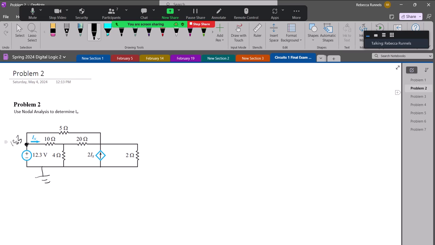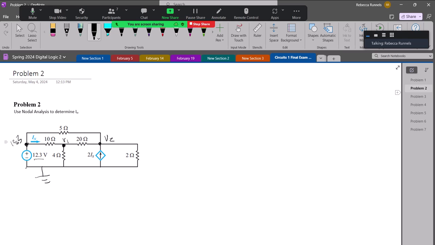It's 0 on this side because I labeled it ground, and then I have a voltage source, and your voltage is always the number on the voltage source. It's that much more on the positive side than on the negative side, so it has to be 12.3 there. And then that leaves me with 2 other nodes, so V1 and V2.